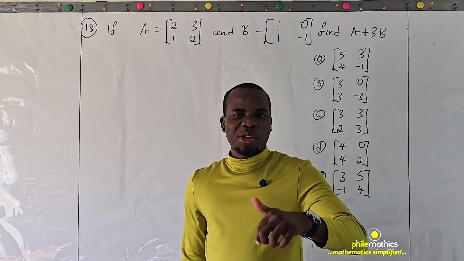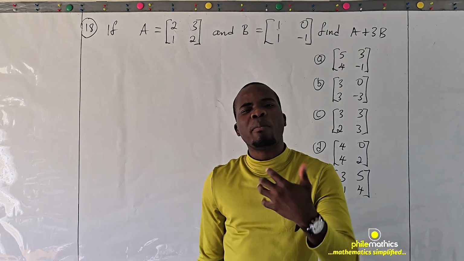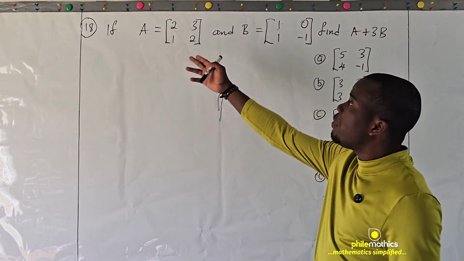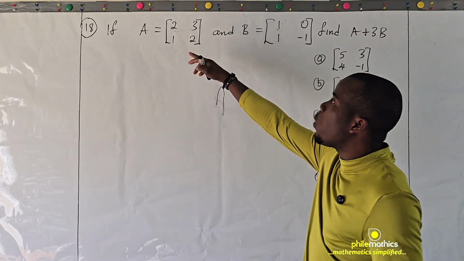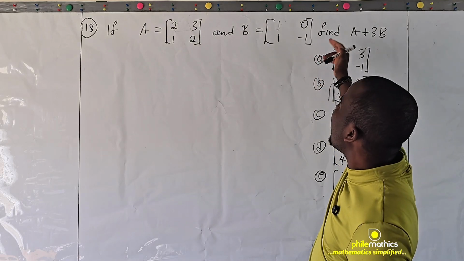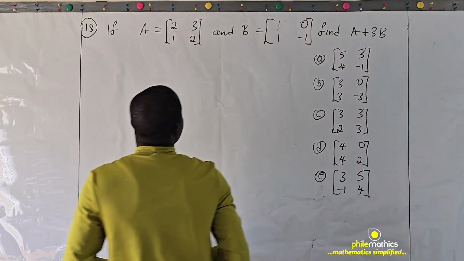The 18th question of NECO 2025 is on matrices and it's simply on addition of matrices. It says if A is given as 2, 3, 1, 2 and B is given as 1, 0, 1, minus 1, find A plus 3B.